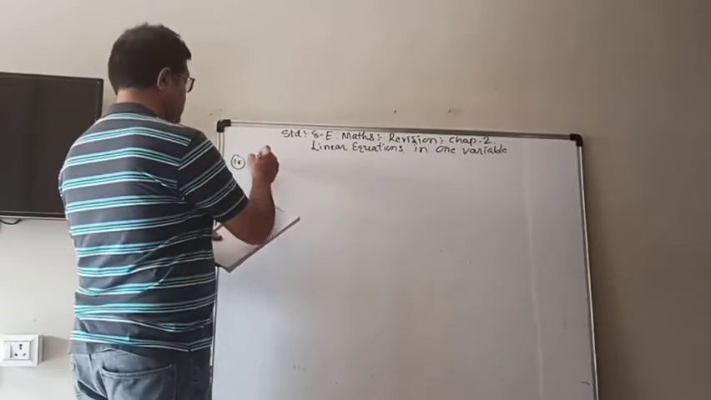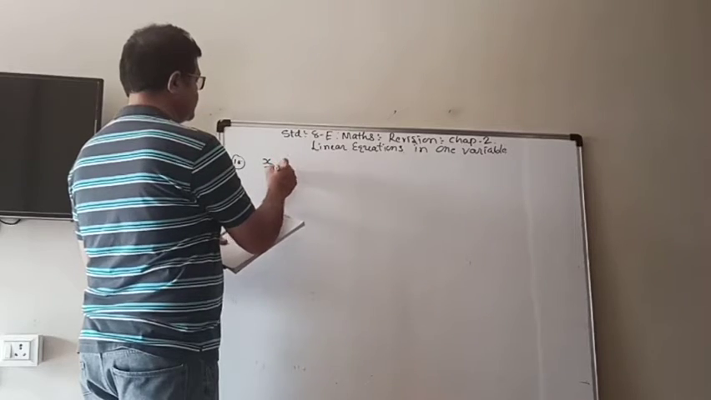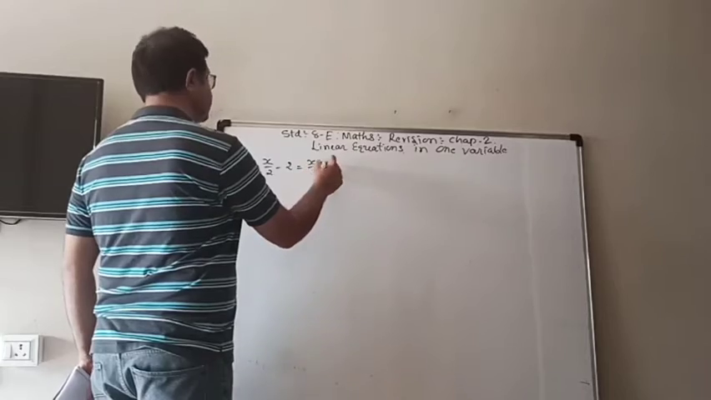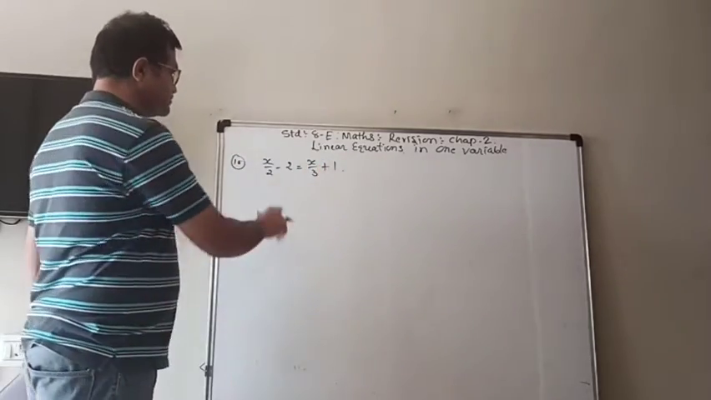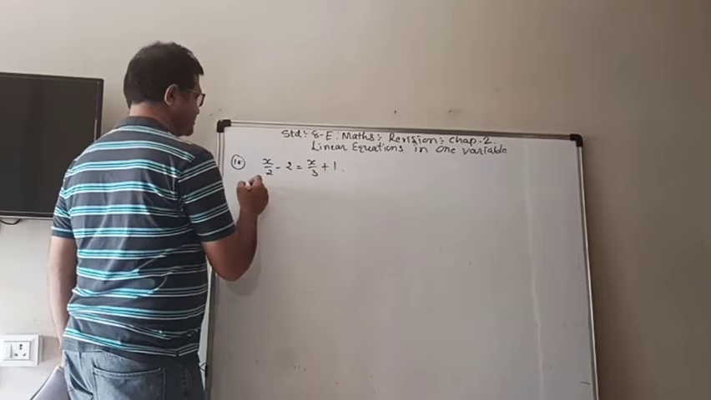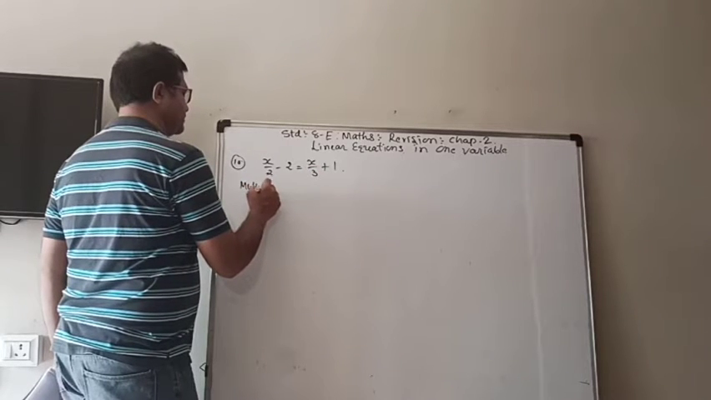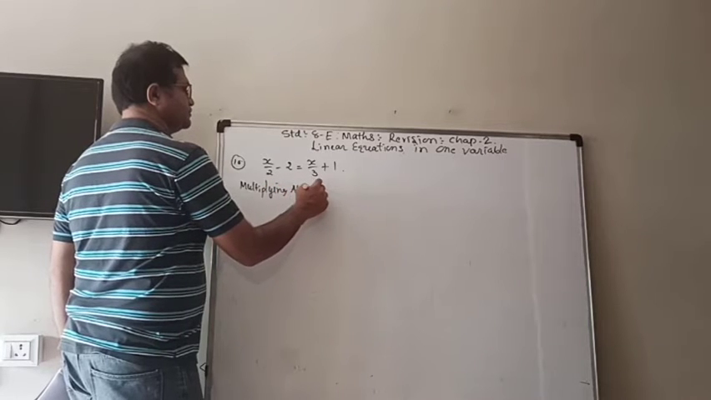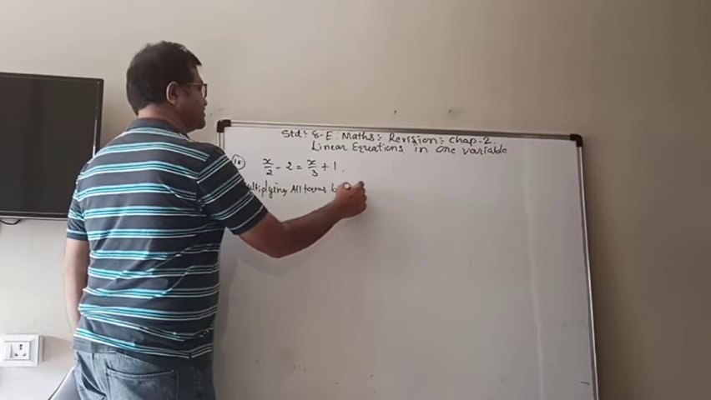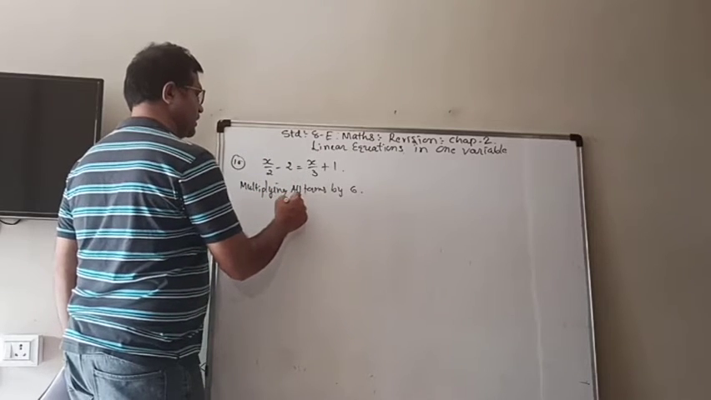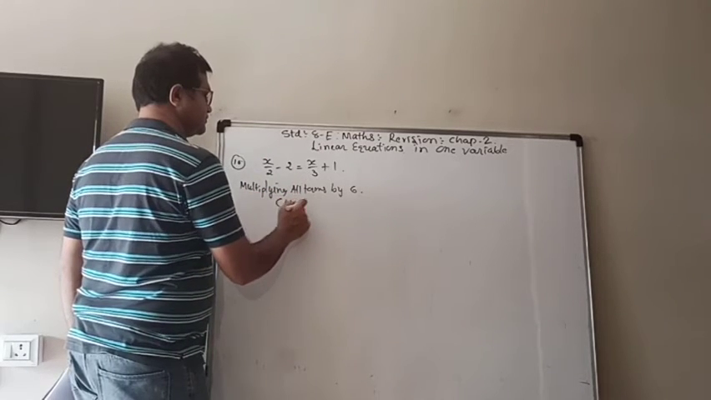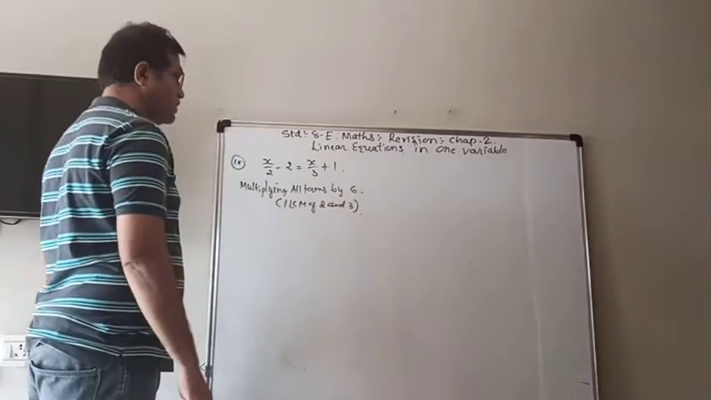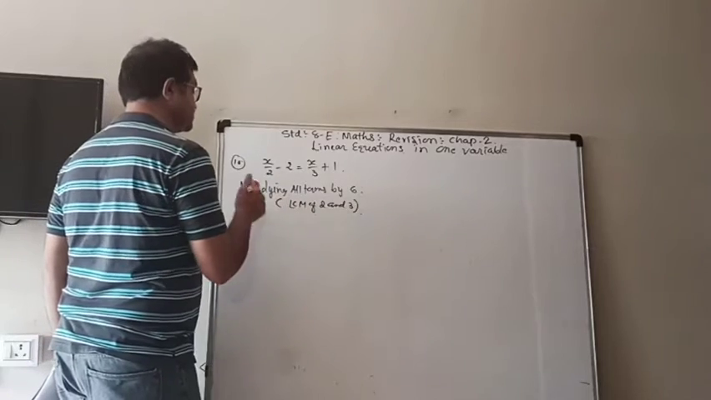Now x/2 minus 2 is equal to x/3 plus 1. So here the LCM of 2 and 3 will be 6. So multiplying all terms by 6, the LCM of 2 and 3. For your information, it is not necessary to write this down, but you will think, how did you bring that 6?